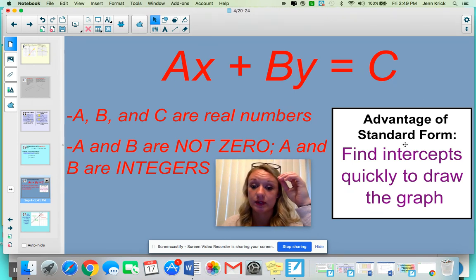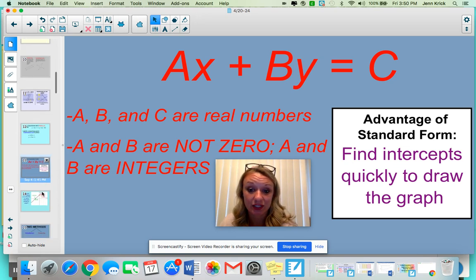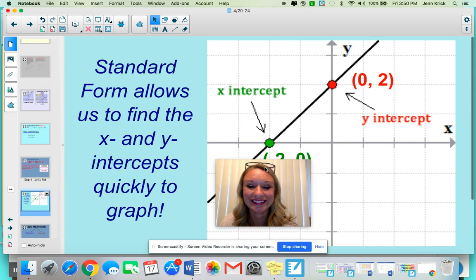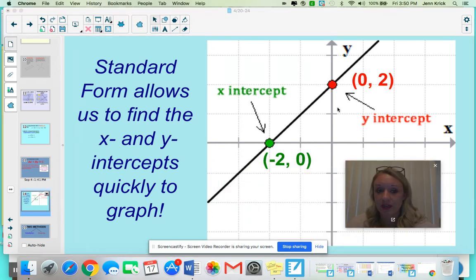The advantage of using this is that you can quickly find your y-intercept and your x-intercept to draw a quick line, and I'm going to teach you how to do that. We've never seen x-intercepts before, so exciting day. All right, here we are. Standard form allows us to find our x and y intercepts quickly so that we can graph.